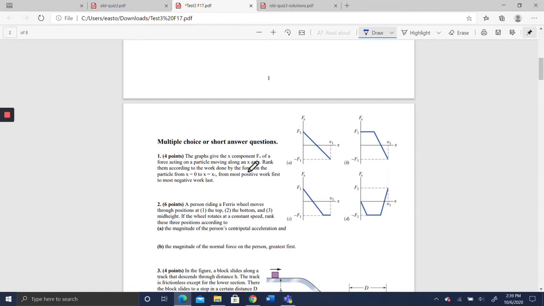So in this first one, they gave the component Fx of a force acting on a particle moving along the x-axis. And they want to know the amount of work done on the particle from 0 to x equals 1, from most positive to least positive. So remember, work is equal to force times distance.